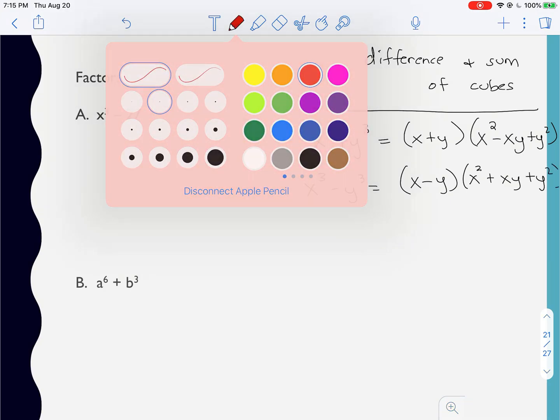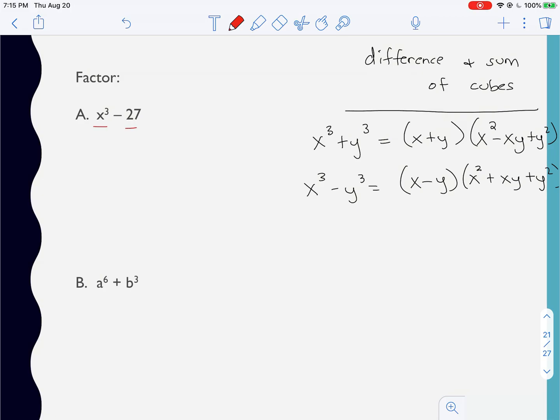So if I were going to do this, you would want to make sure that both of the terms are perfect cubes. So x times x times x is x cubed, so that works. And 27 is 3 times 3 times 3, so that works. It's a subtraction, so my first parentheses is going to be x minus 3. Then what you do is you take the first term and square it, and that's going to go right there. So the first term is x. If I square it, I get x squared.